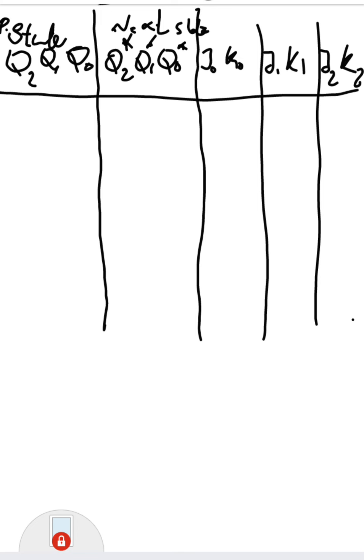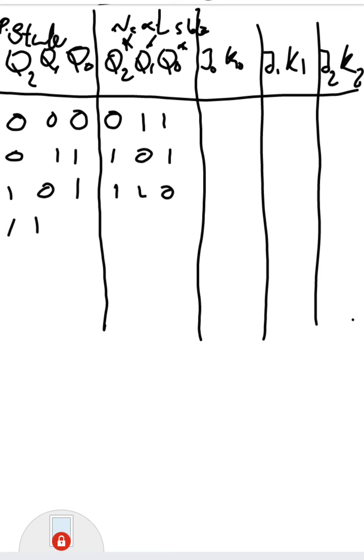So the starting state is 0, 0, 0. What is the next state? The question says from 0, it should go to 3, that is 0, 1, 1. Now if the present state is 0, 1, 1, that is 3, what is the next state? It is 5, 1, 0, 1. If the present state is 5, that is 1, 0, 1, what is the next state? 6, that is 1, 1, 0. If the present state is 1, 1, 0, what is the next state? The question says it should return back to 0.